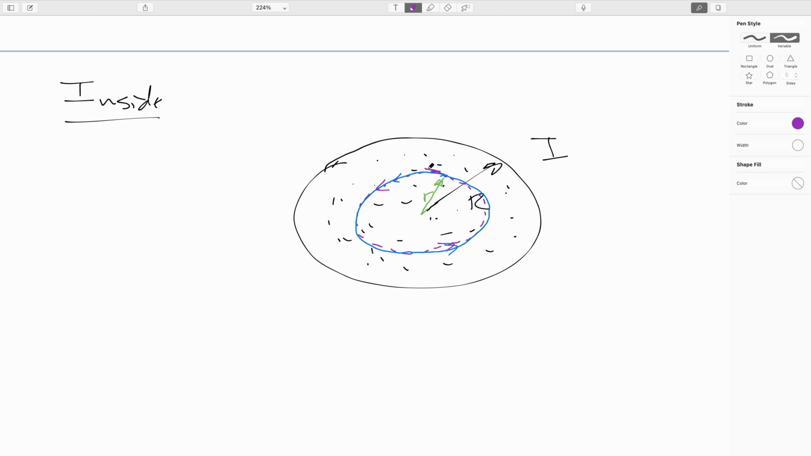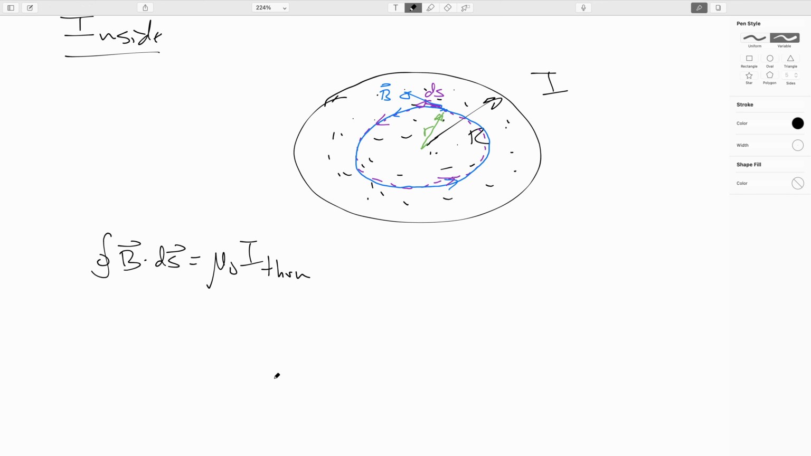So again, it's going to be the same deal. I can pick a chunk ds here and note that the magnetic field strength at that location, whatever it is, is B. So now I can set up the integral the same. The integral of B dot ds is equal to mu naught times I through. And exactly the same way we did it before, we're going to get that this is B times 2 pi r, so I'll just reuse that result. But now I have to figure out how to express the current going through the Amperian path in terms of the whole current.